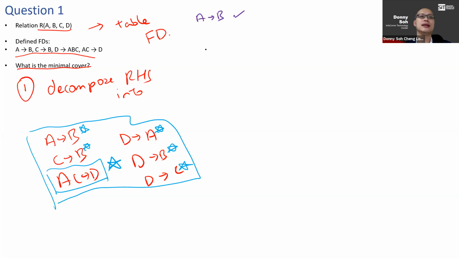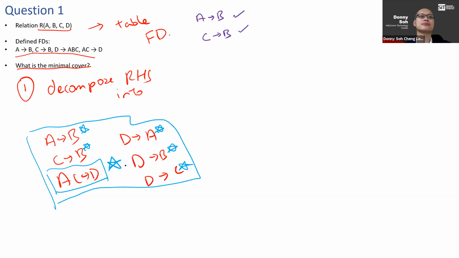Next thing I find C imply B, this one. From my remaining FDs, I find that C imply B also cannot be determined from my existing functional dependencies. So C imply B will also be required.